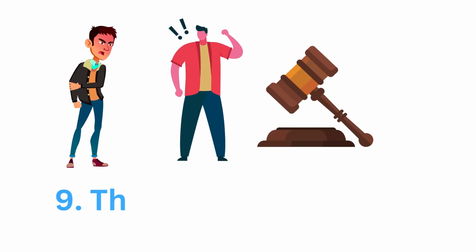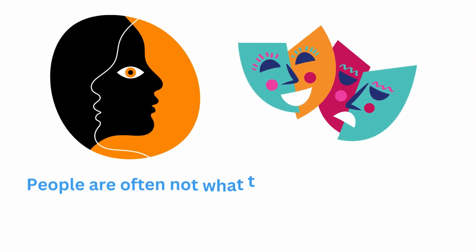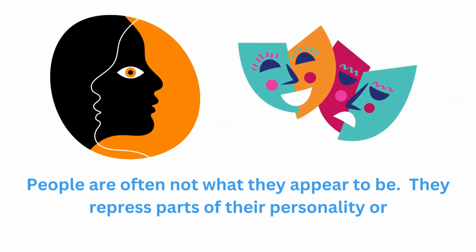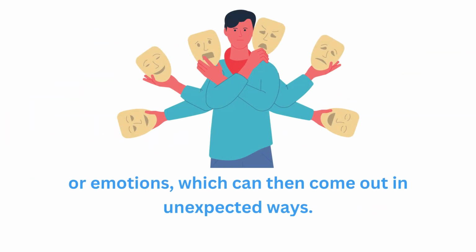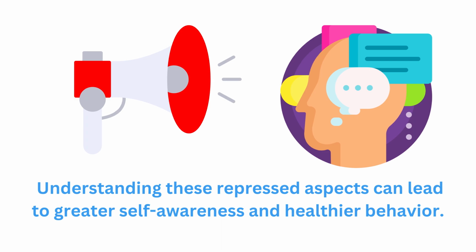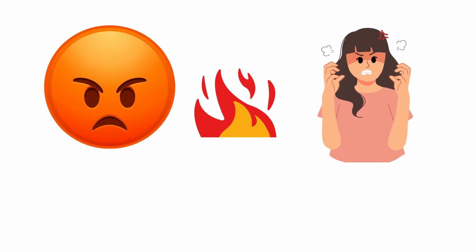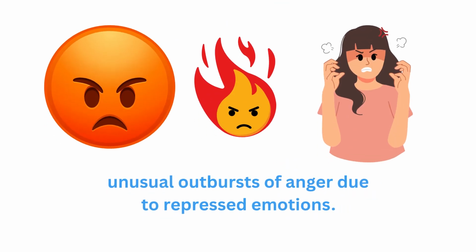Number 9. The law of repression. People are often not what they appear to be. They repress part of their personality or emotions, which can then come out in unexpected ways. Understanding these repressed aspects can lead to greater self-awareness and healthier behavior. An overly controlled person may experience occasional, unusual outbursts of anger due to repressed emotions.